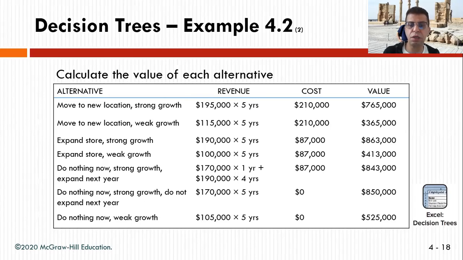And the calculation is, if it's strong growth, it's going to be 195 multiplied by 5 years, and our cost is 210. So we will end up making a value of 765. If it's a weak one, the cost is the same, but we're going to end up making 365 here. Now, expanding its store, if it's strong and the cost is very low, we make 863. And if its growth is weak, 430.